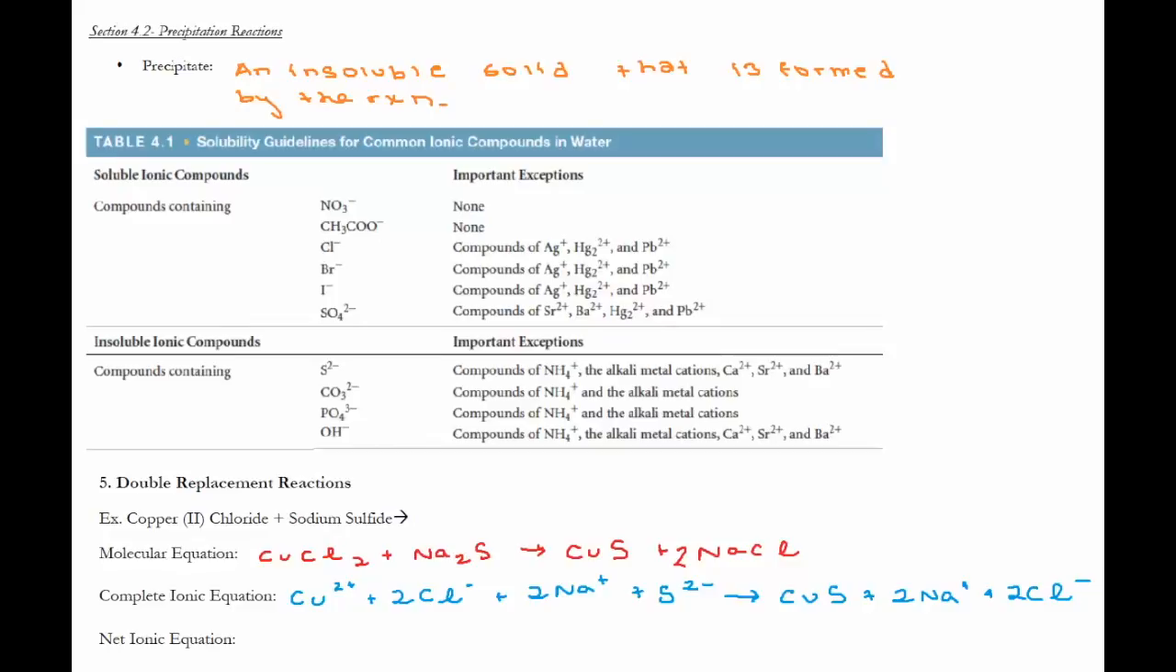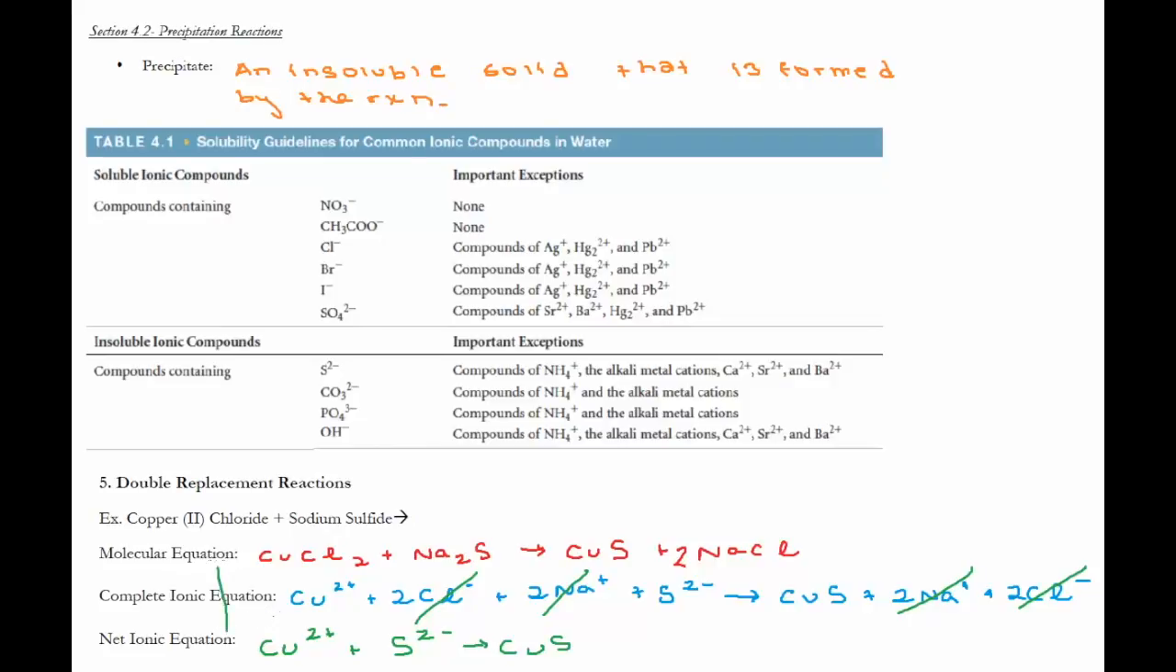And then what you need to do, just like what we did before, is get rid of anything that stays identical. So notice copper does not stay identical. It actually forms a compound with sulfide, but the chlorines stay the same, the sodium stays the same, and so what I'm left with for my net ionic equation is copper plus sulfide ion, which produces copper sulfide.